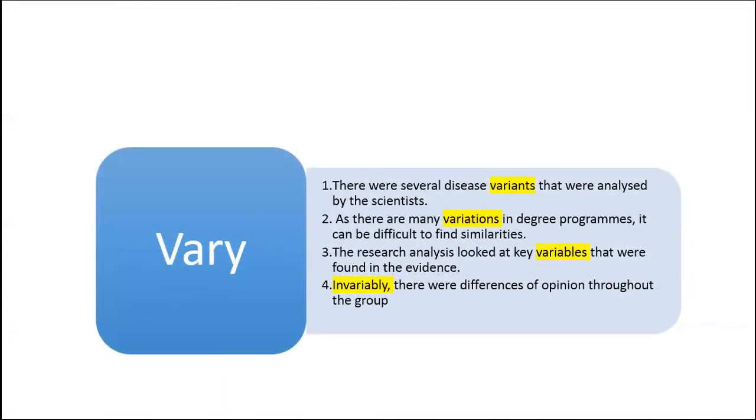Vary, vary. There are several disease variants that were analysed by the scientists. Number 2, as there are many variations in degree programs, it can be difficult to find similarities. Number 3, the research analysis looked at key variables that were found in the evidence. Number 4, invariably, there were differences of opinion throughout the group.